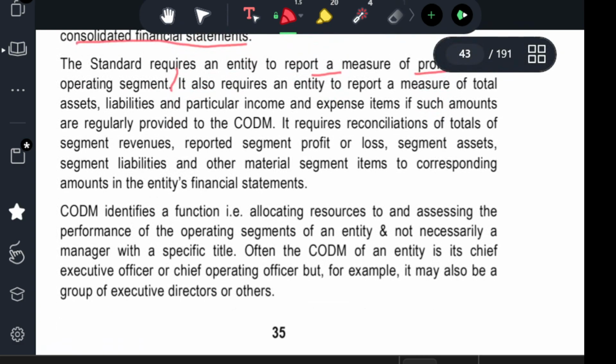It also requires the entity to report a measure of total assets, total liabilities, and particular income and expense items, if such amounts are regularly provided to the CODM. So the management, the chief officer of the department, should know what a segment is and what is happening in a particular branch, everything.